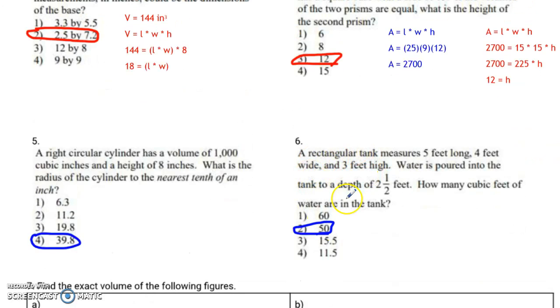Number 6 was a little tricky because it tells us there's a rectangular tank that measures 5 by 4 by 3, but it says water's only poured into the tank to a depth of 2.5 feet. So we're not using 3 feet high, we're using 2.5 feet high. But 5 feet long and 4 feet wide are exactly the same. So that's where we get that 50. Most of these questions are just plug into the formula and solve.